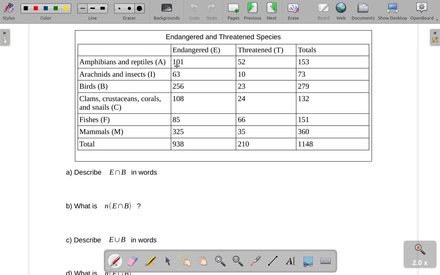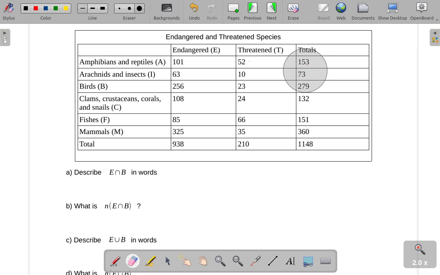So you can see there's 101 endangered species, there's 52 threatened, and in total, of these amphibians and reptiles, there's 153 species that are either endangered or threatened. You can see that those two numbers add up to give me this one here. This is not saying that the total number of amphibian and reptile species is 153. There's loads more than that.